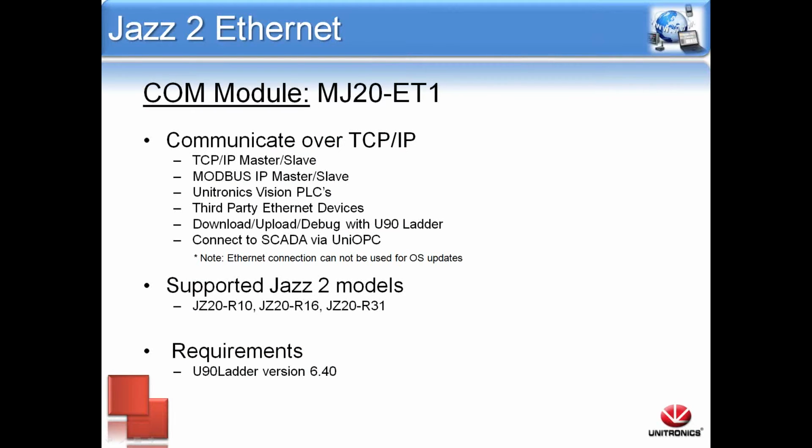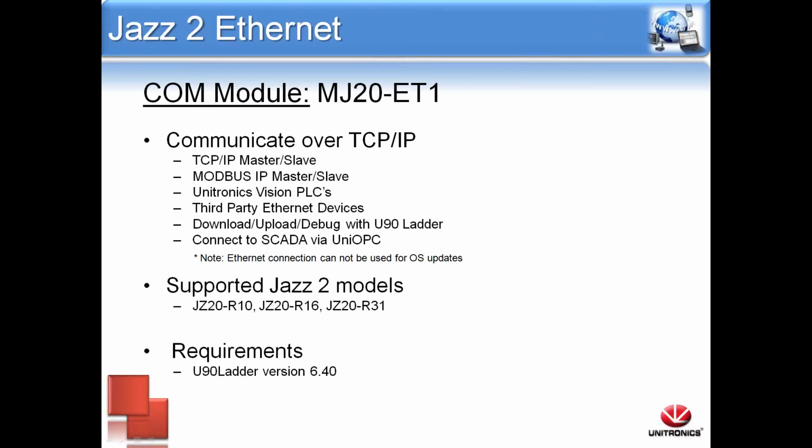The MJ20 ET1 allows communication over TCP/IP as a master or a slave. You can communicate using the Modbus IP protocol, also as a master or a slave. It would allow communication to other Unitronics PLCs. Also, you can utilize third-party Ethernet devices. Once implemented, you'll be allowed to connect, download, upload, and debug with U90 ladder. You can connect to SCADA via UniOPC.